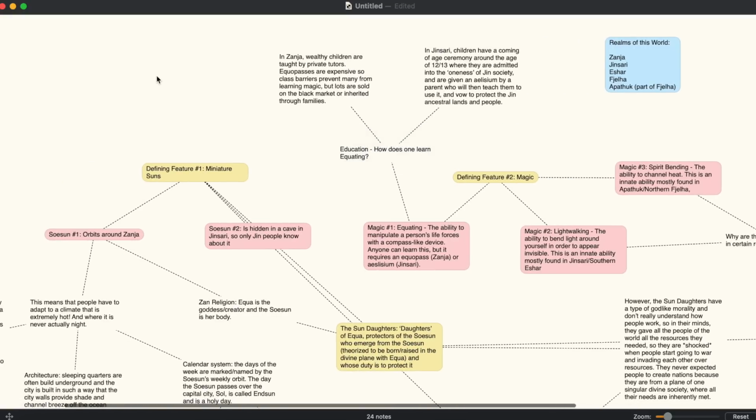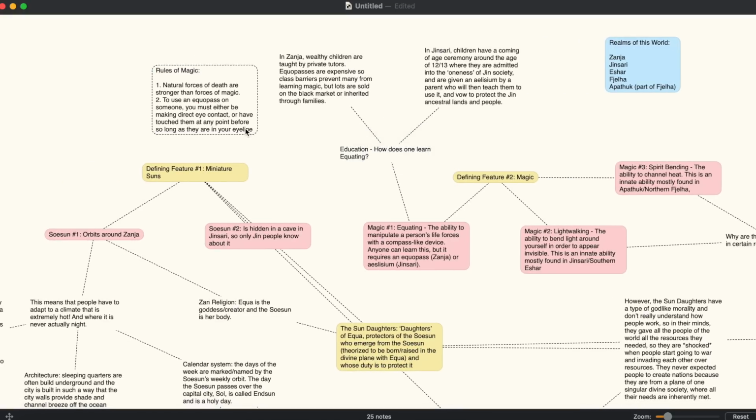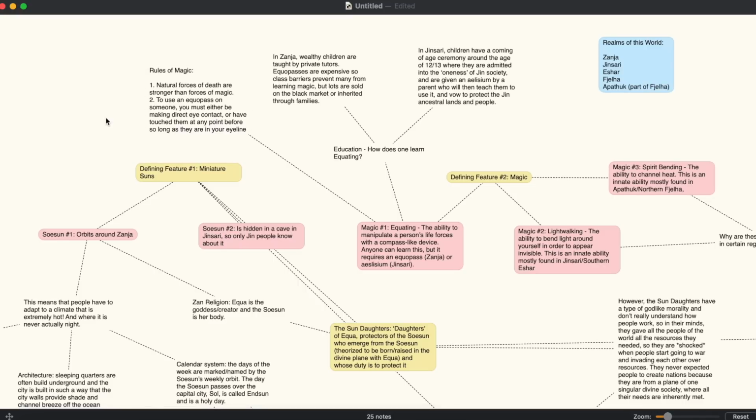I think I should add here the rules of magic, because that's pretty important. When it comes to equating, we have some rules. Natural forces are stronger than forces of magic. So the way this magic works is you can use an Equipass or an Elysium to essentially affect someone else's life forces. You cannot just stop natural death. If someone gets stabbed and they're bleeding to death, you can't save them with an Equipass. You can't heal that wound, right? That's a natural force of death. You can't stop it. But you can kill someone with an Equipass if they're just out living their life, but you can't save someone who's already going to die.